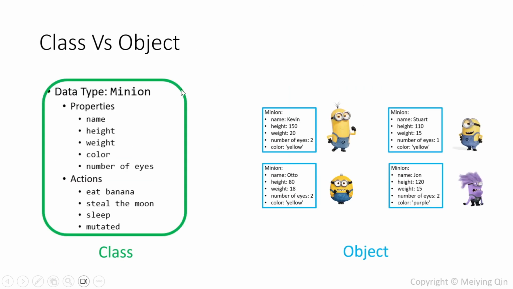As I mentioned before, on the left we have the class blueprint, in which we define the properties and actions of our class. Here, the class name is minion. And on the right, we have several instances of this class, called, for example, minion Kevin, minion Stuart, and so on. So this is the core concept of object-oriented programming.